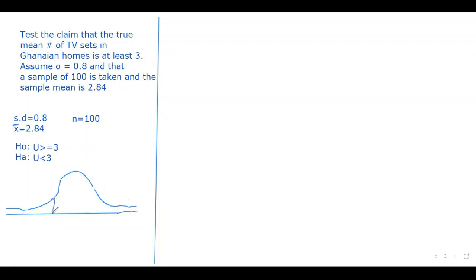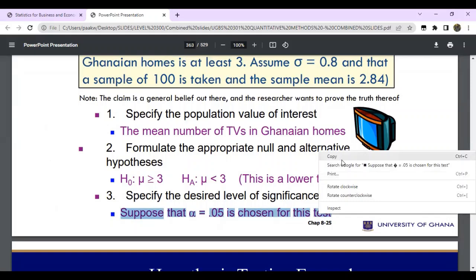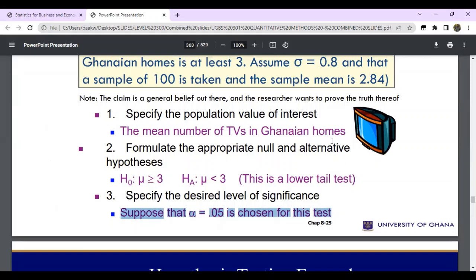So the rejection region will be here, to the left. You get it. All right, so let's move on. Now let's move on to solve for the Z critical and Z computed. In the slide, it told us to suppose that alpha is 0.05 is chosen for this test. So let me copy that and paste it there.